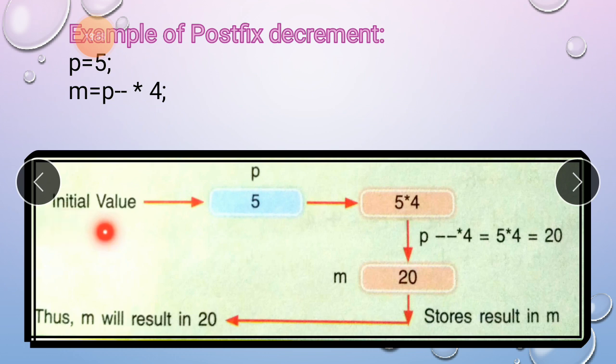See here in this picture, the initial value of P is 5 and then during the operation, 5 into 4 should be calculated and the result is 20. 20 is stored in another variable M. After this multiplication operation, P will be decremented by 1. So P value will now be 4.